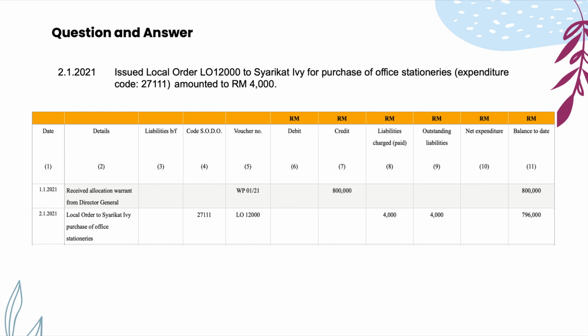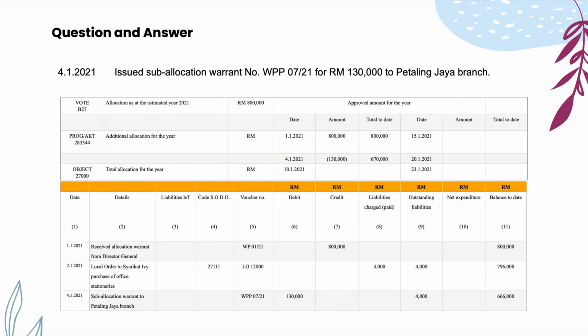As we have liabilities charged, we have to record the outstanding liabilities of 4,000 ringgit. So the balance to date is reduced to 796,000 ringgit as the liabilities charge will decrease the budget. The third transaction is on the 4th January 2021.